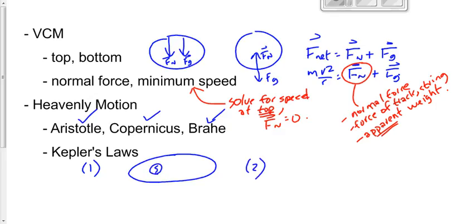The law of equal areas, which said, here's the sun, right? Here's a line joining the Earth to the sun. Over here, a line joining the Earth to the sun sweeps out equal areas in equal times.